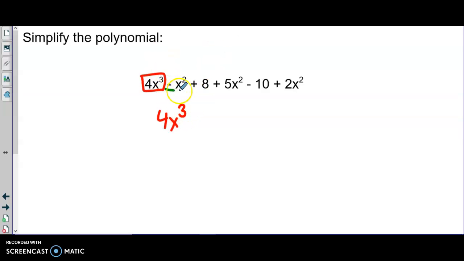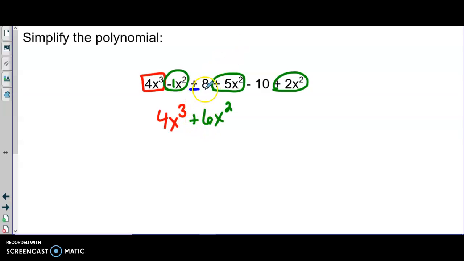All right, the next thing I see is -x squared. Now, anytime there's not a number there, put a 1. So it's -1x squared, and so I'm going to look for any other x squareds. Here we have a +5x squared, and here we have a +2x squared. So if I combine those, and you definitely don't have to write this out, usually I just do it in my head or my calculator. But 5 + 2 is 7, and 7 - 1 is 6. So this gives us 6x squared, and since 6 is positive, we're going to put a plus sign.